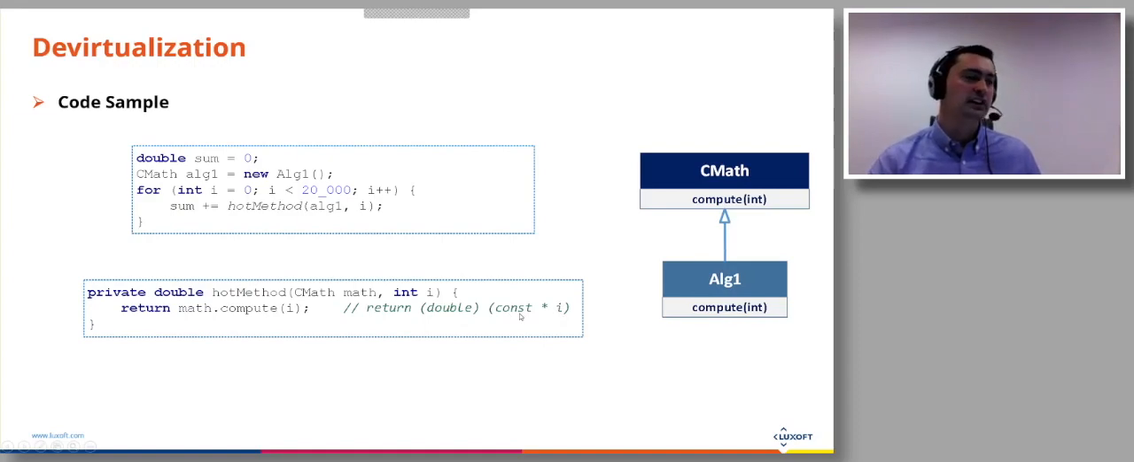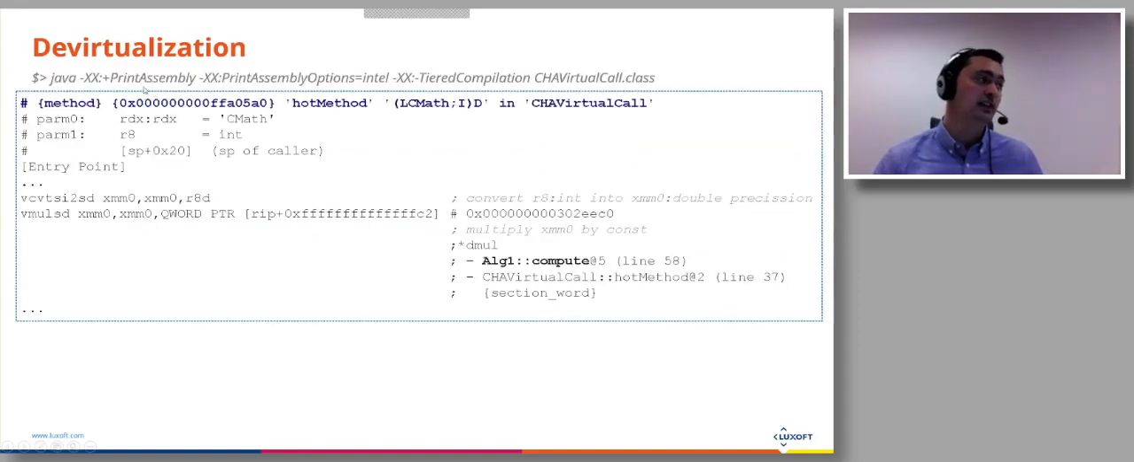What we have during the runtime, if we start the JVM with print assembly, Intel syntax, and disabling the tier compilation, as we can see, the native code produced is quite simple. It's quite simple in the sense that the first instruction is mainly a conversion between an int, because we receive the int and we have to return a double, so there is a conversion between the int and double precision. And the second one is mainly a multiplication of the argument by that constant that I was talking about.